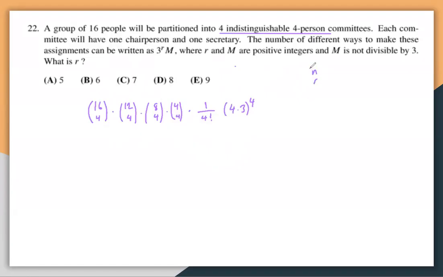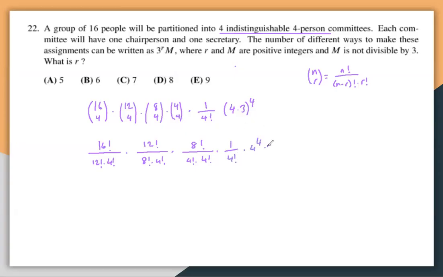So just remember n choose r. The definition is n factorial over n minus r factorial times r factorial. So for the first one, 16 factorial over 16 minus 4, which is 12 factorial, times 4 factorial, times 12 factorial over 12 minus 4, which is 8 factorial, times 4 factorial. The next one is 8 factorial over 8 minus 4, which is 4 factorial, times 4 factorial. The next one is just 1, and then this is 4 factorial. I'm going to leave it as it is, times 4 to the 4th power and 3 to the 4th power.